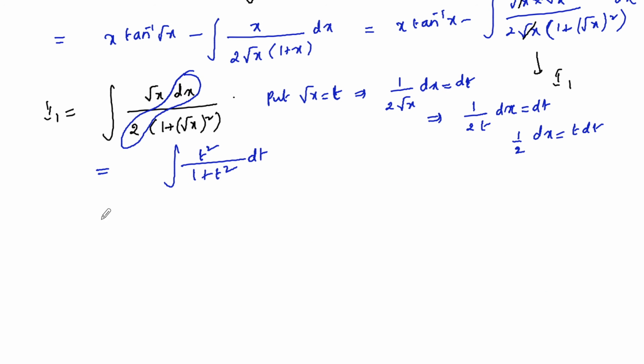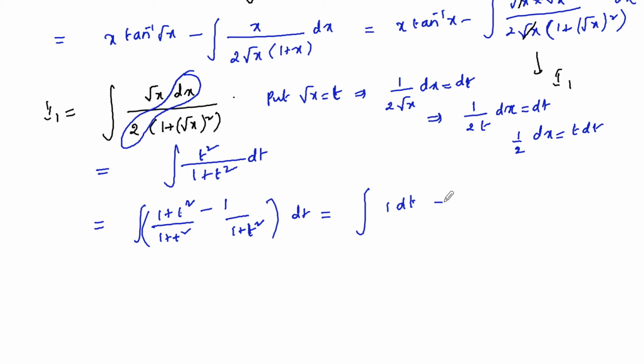So this can be done by adding 1 and subtracting 1. So 1 plus t square minus 1 upon 1 plus t square, whole dt. Which is equal to integration of 1 dt minus integration of 1 upon 1 plus t square dt. Which is equal to t minus tan inverse t plus integral constant. So here t is nothing but root x, so this can be written as root x minus tan inverse root x.